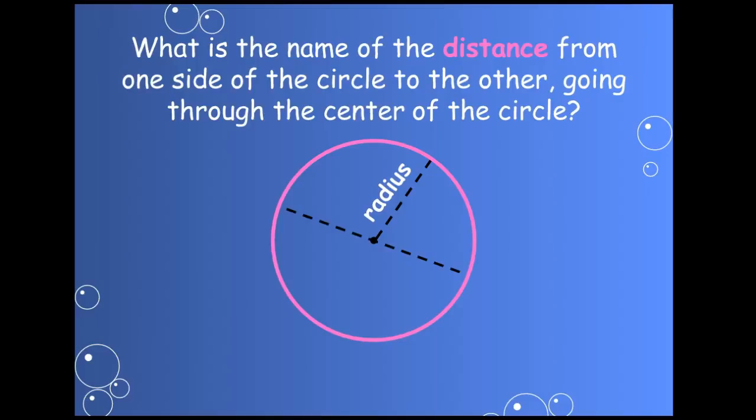What is the name of the distance from one side of the circle to the other side of the circle going through the center of the circle? It is the diameter. Good job.